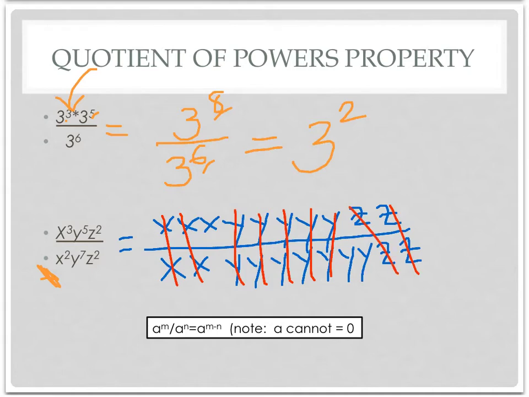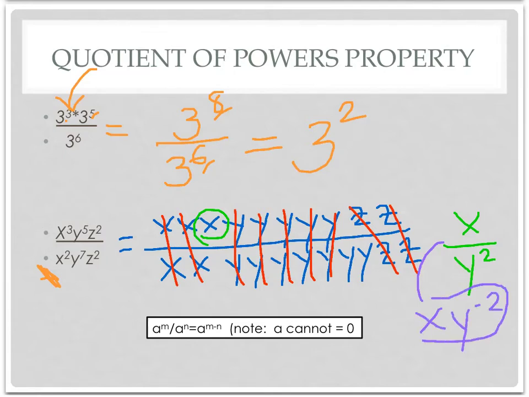And let's see what we have left. Looks like we have 1 x left on the top and nothing else, so that's going to be an x. In the denominator, the only thing we have left are 2 y's, which become y squared. So now let's go ahead and rewrite that using negative exponents. That would be rewritten as x times y to the negative 2.